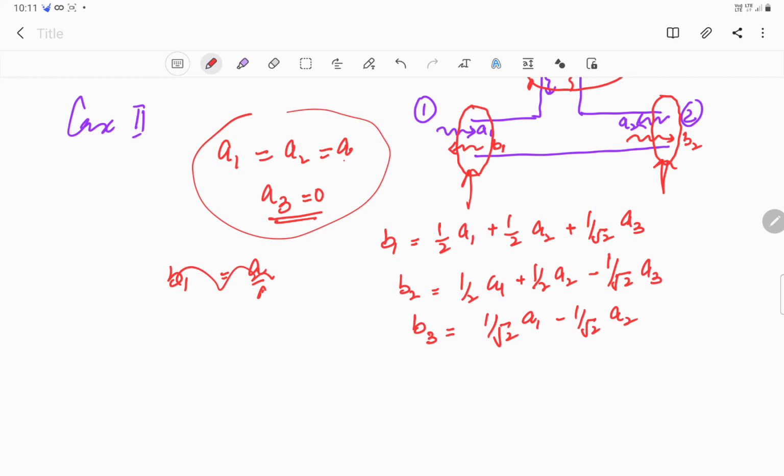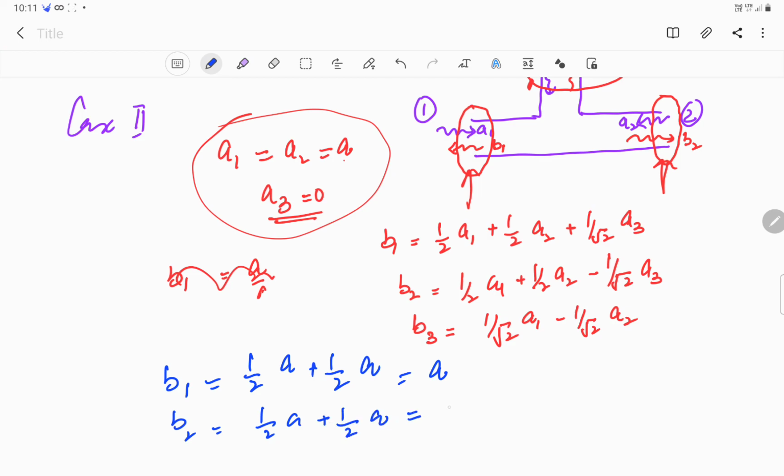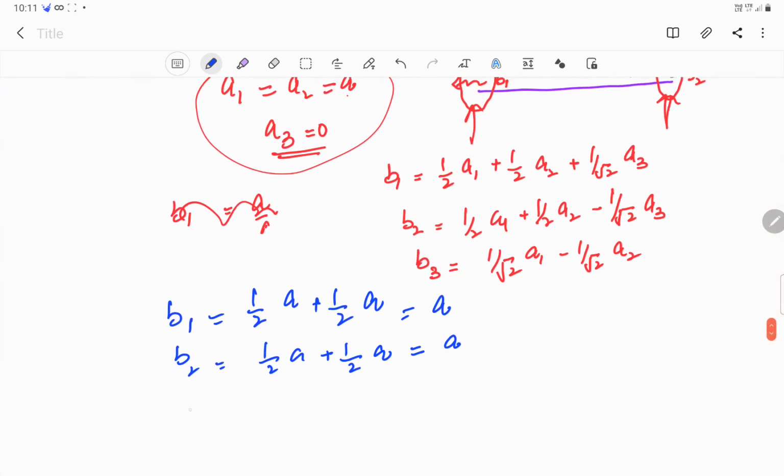Now with these conditions, let us write these equations. B1 would be simply 1 over 2 A plus 1 over 2 A plus A3, which is 0. So this would be A by 2 plus A by 2, which is A. B2 would be 1 over 2 A plus 1 over 2 A. That would again be A. And B3 would be 1 over root 2 A1 minus 1 over root 2 A2. So that would be 1 over root 2 A minus 1 over root 2 A.